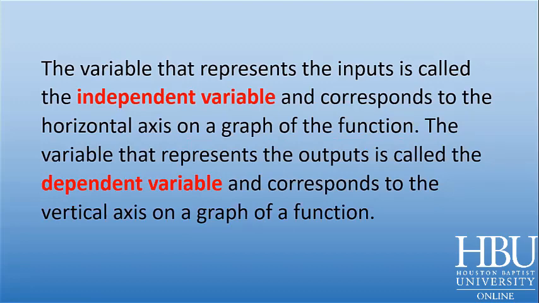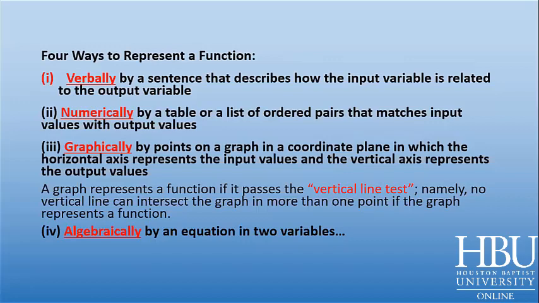The variable that represents the inputs is called the independent variable and corresponds to the horizontal axis on a graph of the function. The variable that represents the outputs is called the dependent variable and corresponds to the vertical axis on a graph of a function. When you think about it, it just makes sense that the output would be dependent on whatever you input to the function. There are four ways to represent a function.